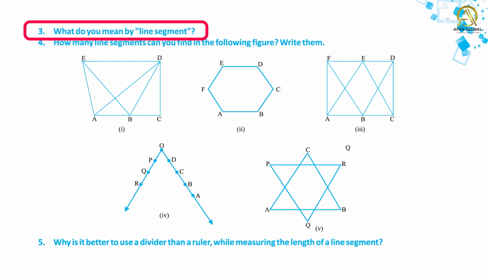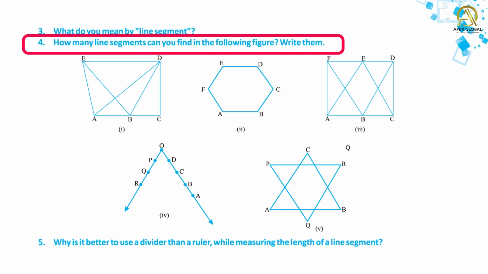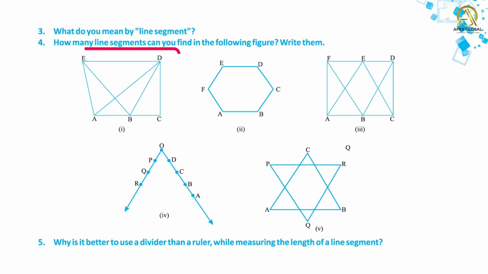Solution. A line segment is a part of a line. It has two endpoints and a definite length. Question 4. How many line segments can you find in the following figure? Write them. Solution. First, AB, BC, AC, AD, AE, BE, BD, ED, CD.